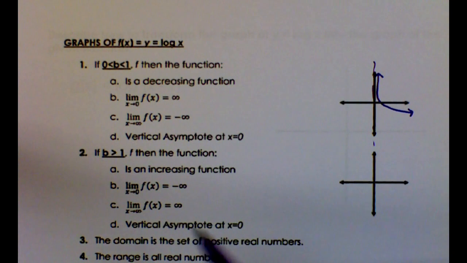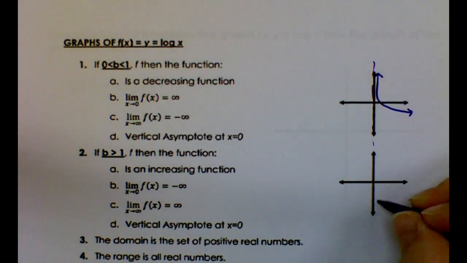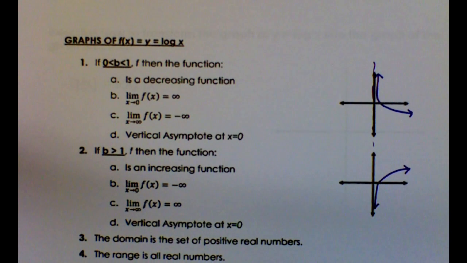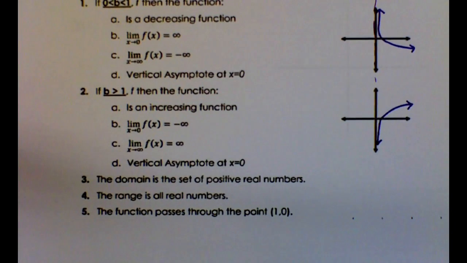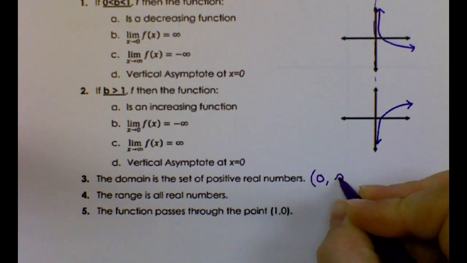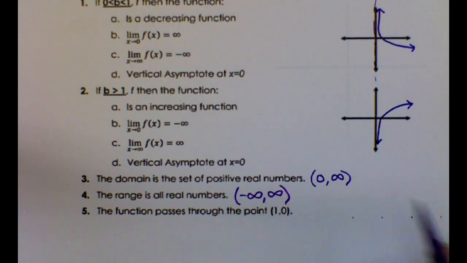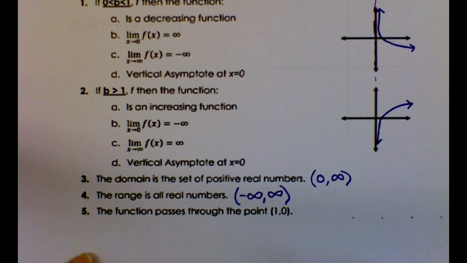They're inverses. If my base is bigger than 1, then your function's increasing. And this one's kind of wonky. As x approaches 0, we approach negative infinity, so down. And it looks something like that. x equals 0 is still a vertical asymptote. The domain is always the set of positive real numbers, so that's 0 to infinity. The range is all real numbers, negative to positive infinity, and we pass through the point (1, 0). Every exponential function passes through (0, 1). Every logarithmic function passes through (1, 0).